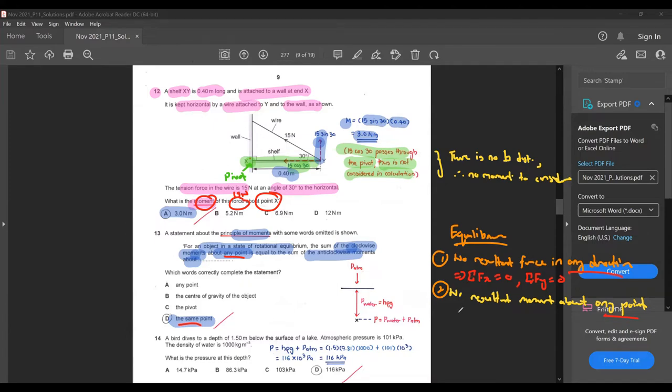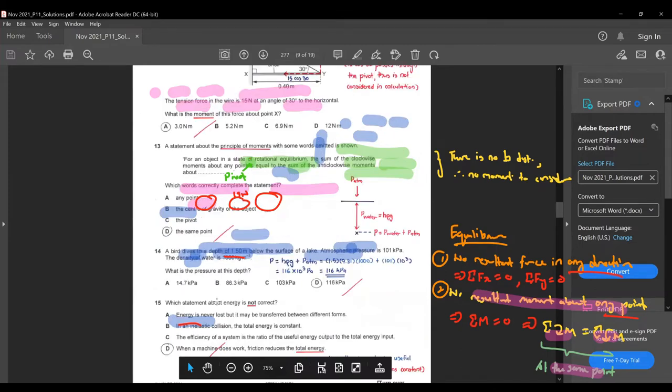Okay, so this one means sum of moments is zero. But you can also think of it as this: sum of clockwise moments is equal to sum of anticlockwise moments about the same point. Okay. So just be careful about how they word things. If you say no resultant moment about any point as a condition for equilibrium, then it's correct. But if you're talking about clockwise moment equals anticlockwise moment, that is for the same point. Okay. So that one should be fine.